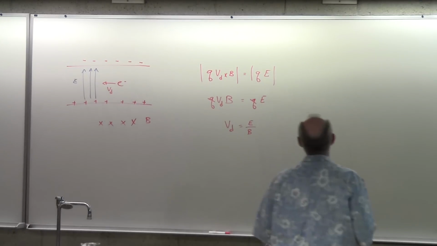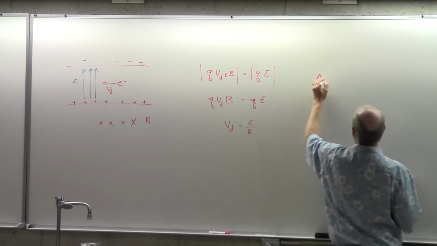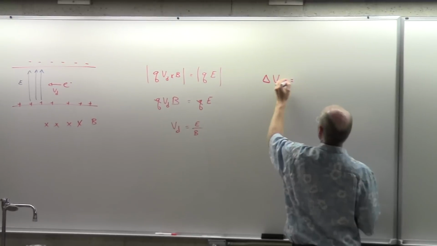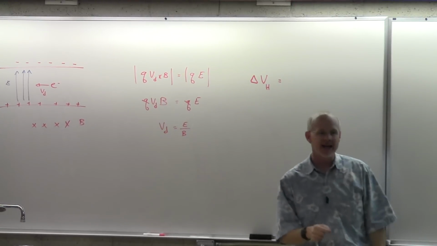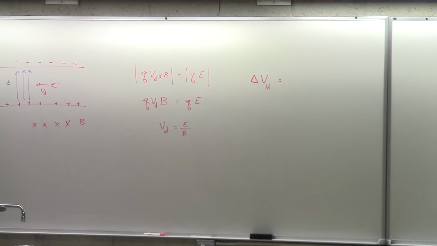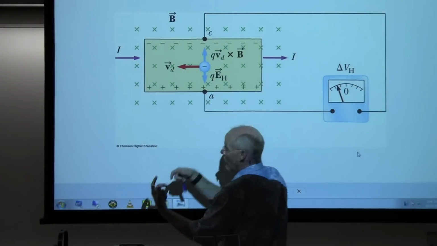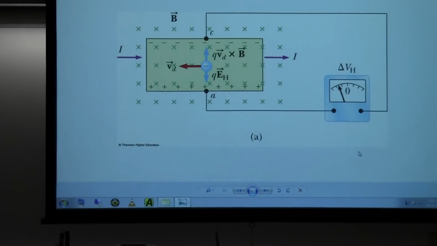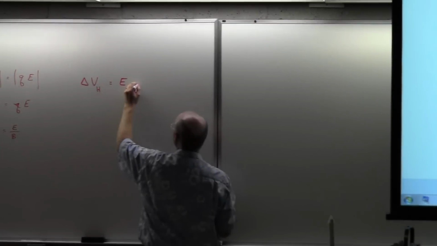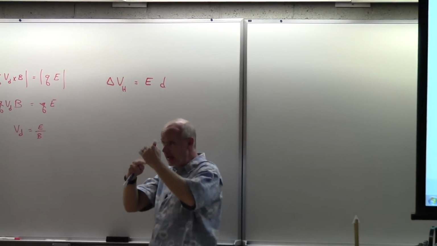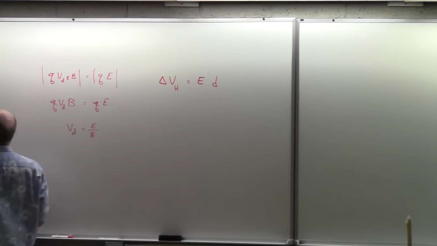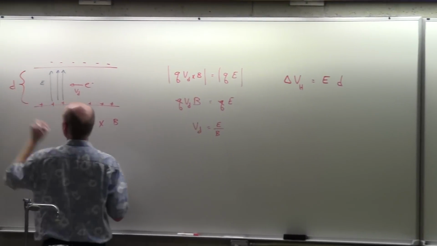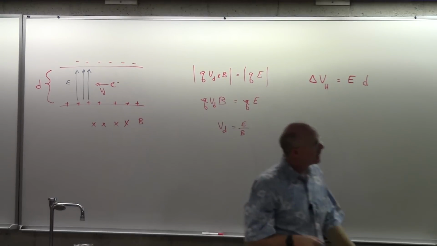And in fact, how would I get that voltage? What your author calls V sub H, the voltage from the Hall effect. And so that's what this meter is trying to say. He would set it up across there and say, okay, that voltage would be the strength of the electric field times the distance separating on this rectangular plate. And I'll use a D.